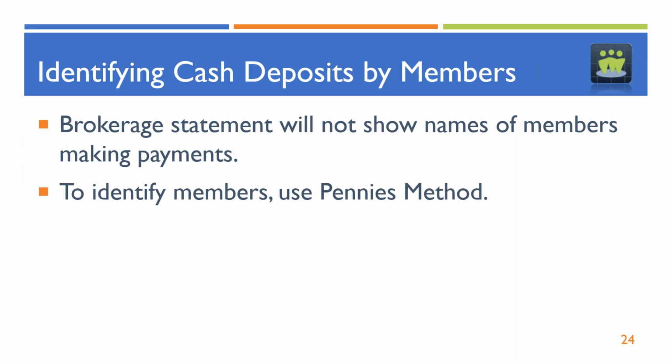Now, sometimes bank statements will let you view online the deposits that are made, if they're paper checks, and they may or may not have other identifying information, but more often than not, you'll see the incoming deposit listed without a name attached to it. So the way that this is generally handled is something known as the pennies method.